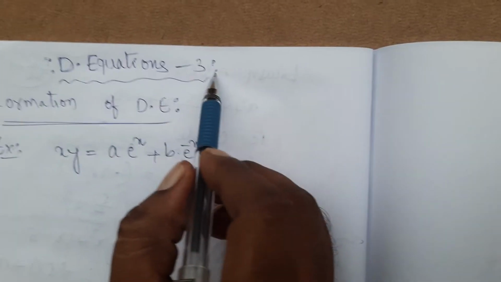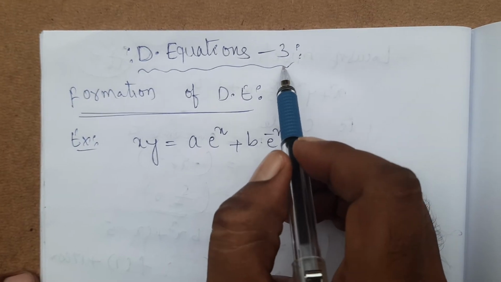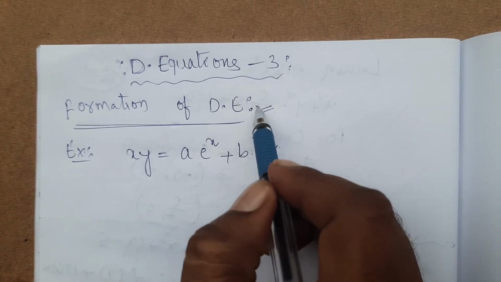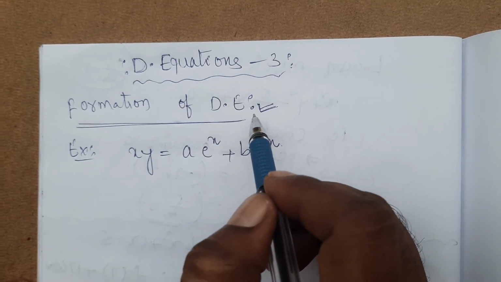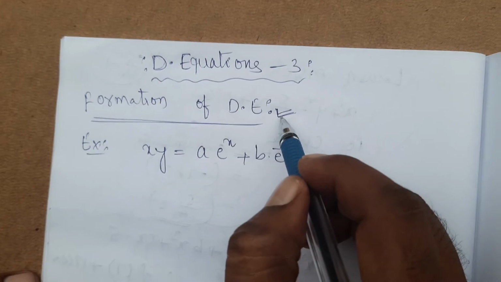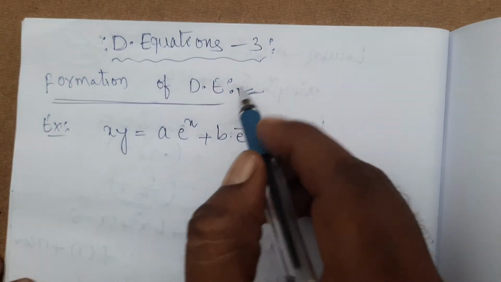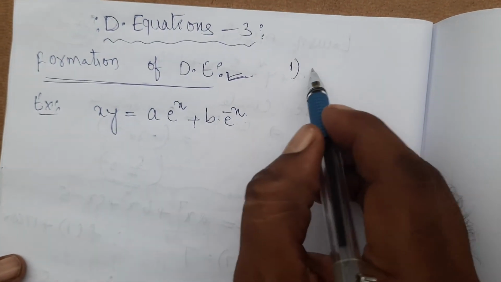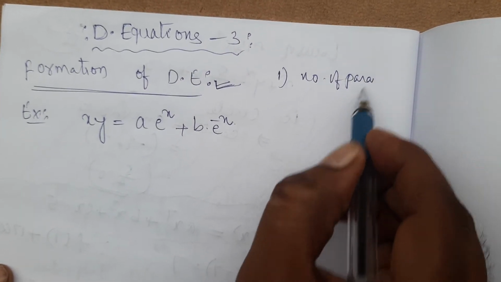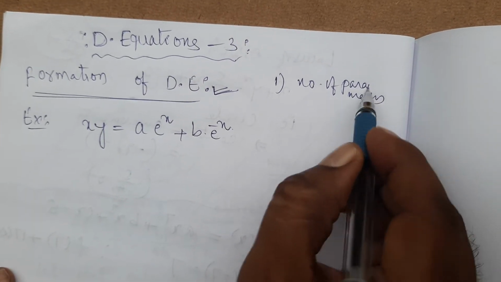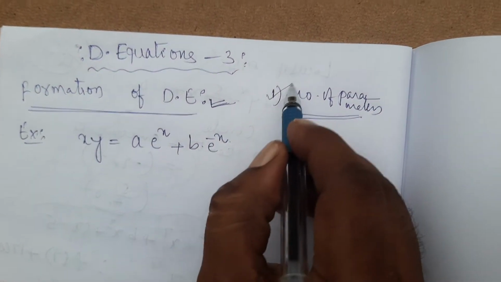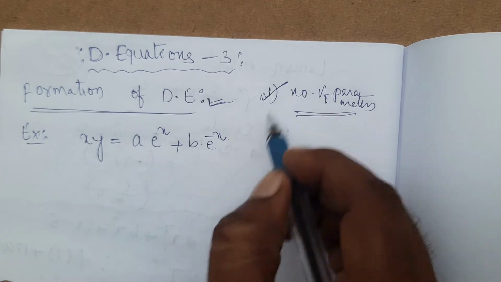Differential equations. This is the third class. In the second class, I gave the formation of a differential equation. Formation of a differential equation means there are a few steps involved. First of all, the first step is the number of parameters. First, we have to observe the number of parameters in the given equation. How many parameters are there? First, we have to observe that one.